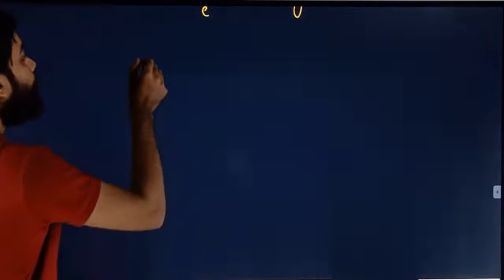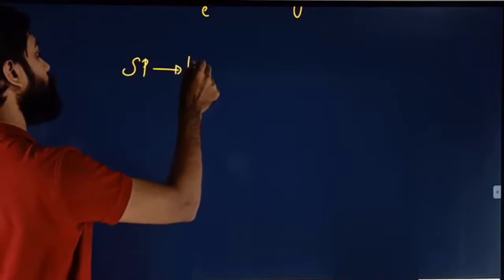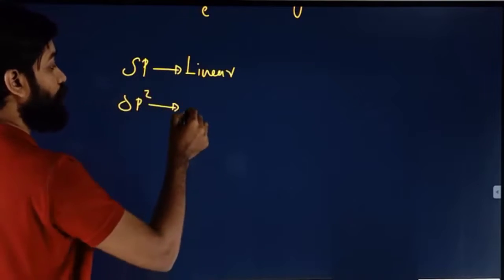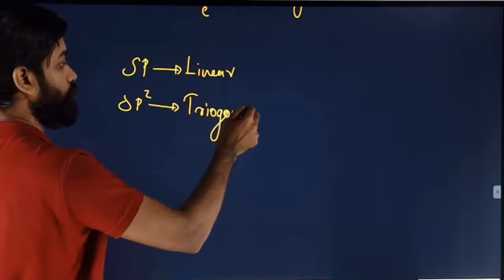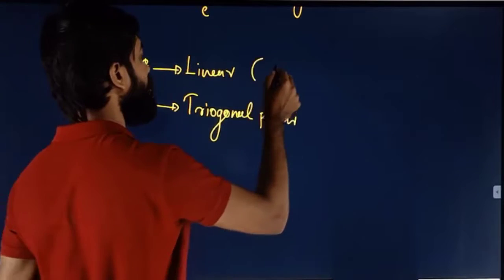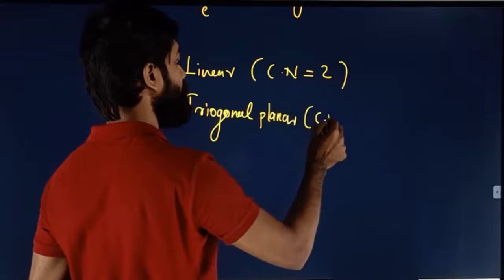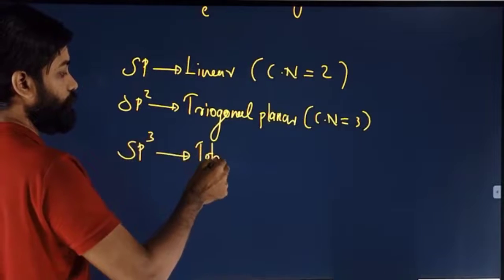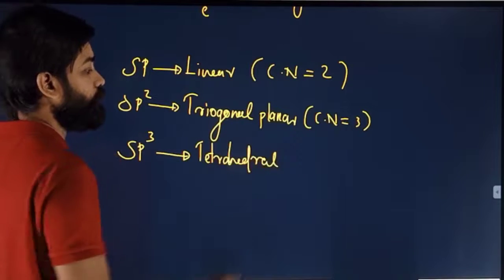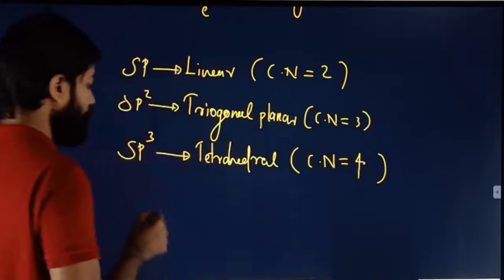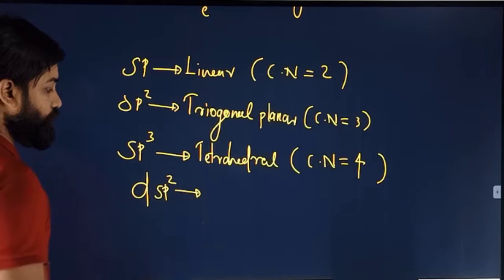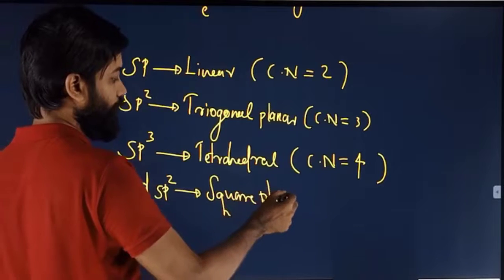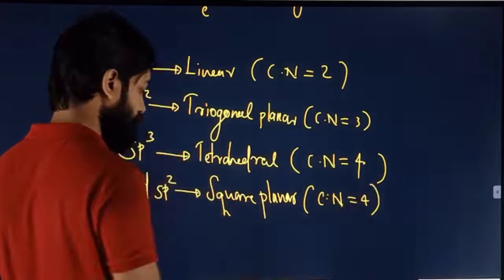Generally, if the hybridization is sp, then the shape is linear. If the hybridization is sp2, then the shape is trigonal planar. For sp hybridization, the coordination number is 2. For sp2 hybridization, the coordination number is 3. If the hybridization is sp3, the shape is tetrahedral, and the coordination number is 4. One more hybridization with coordination number 4, in the case of strong ligands, is dsp2, using the inner d orbital. The shape is square planar, and the coordination number remains 4.